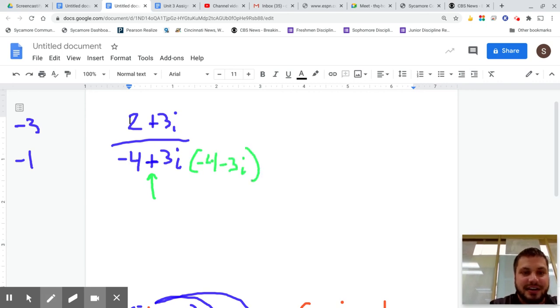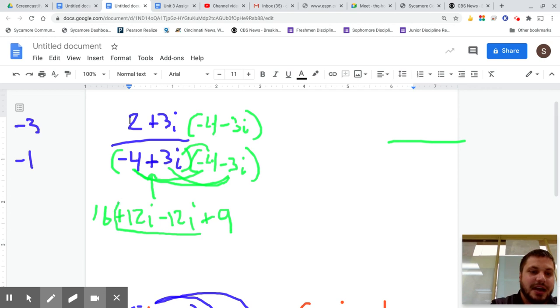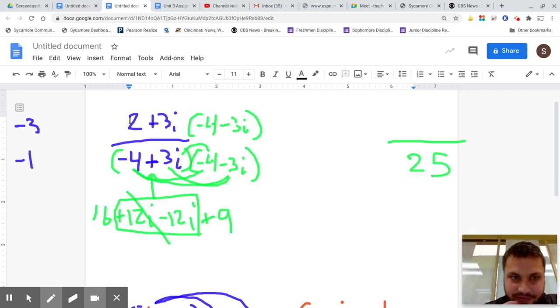Notice that I didn't change the sign of the negative 4. I'm only changing the sign in the middle. And I multiply the top and bottom by the conjugate of the denominator. Okay, here we go. Negative 4 times negative 4 is 16. Negative 4 times negative 3i is plus 12i. 3i times negative 4i is minus 12i. 3i times negative 3i, put it in your calculator if you need to, is positive 9. Again, notice that my i terms cancel. This is the magic of conjugates. On the bottom I'm left with 16 plus 9, which is 25.